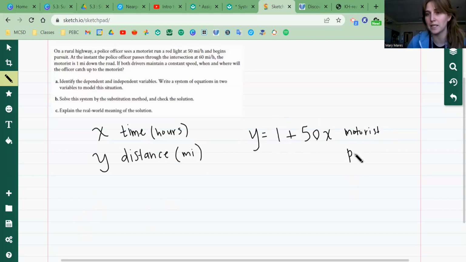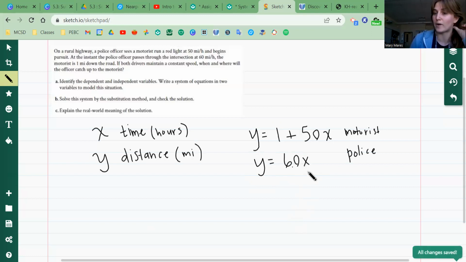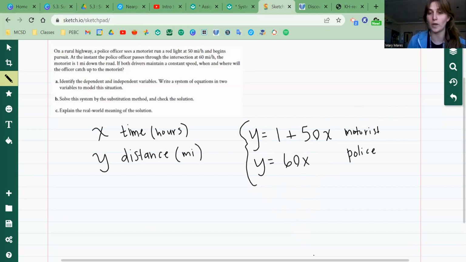And then for the police, it's going to have the same setup. We're still going to start with y equals. We're trying to think about the distance, the location. And he's starting at 0, so I don't really need to write anything. He's going 60 miles per hour. So for every hour, he'll be 60 miles down the road, but he's starting at 0. Right, he's starting 1 mile away from the motorist. So now I have my two equations, which creates my system of equations.